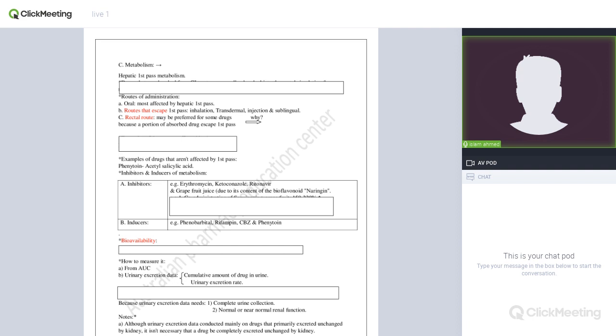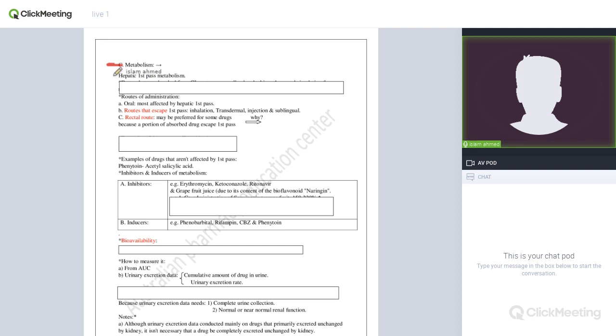Now we will mention and discuss the metabolism. Metabolism is mainly the process of converting the absorbed nonpolar drug into excreted polar drug. Okay, this is the summary of the whole process.